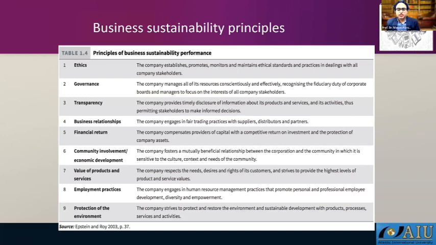Okay, these are the business sustainability drivers that I talked to you about, or the key principles. You can follow along and read it.